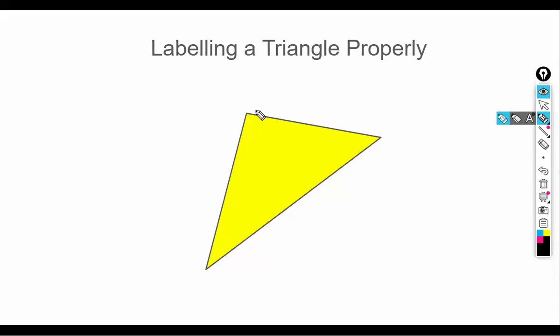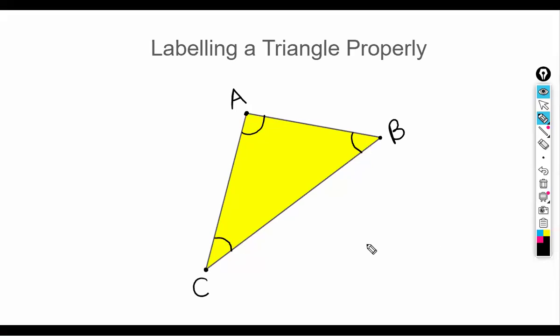For the corners of a triangle, you must use capital letters. And you can use any three capital letters. It doesn't always have to be A, B, and C. It could be P, Q, and R, or L, M, and N. But I'm going to start off simple. I'm going to call this triangle capital A, capital B, and capital C. You see, capital letters represent angles. This is angle A. This is angle B. And this is angle C.